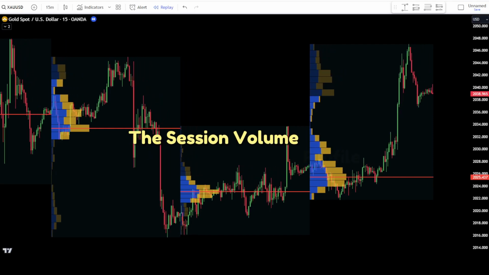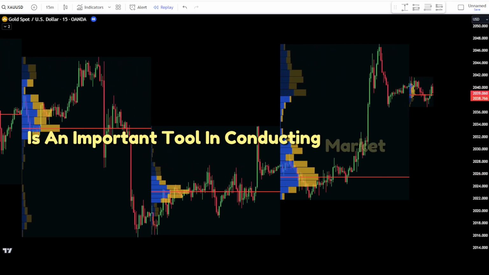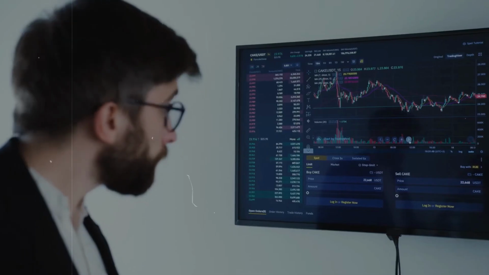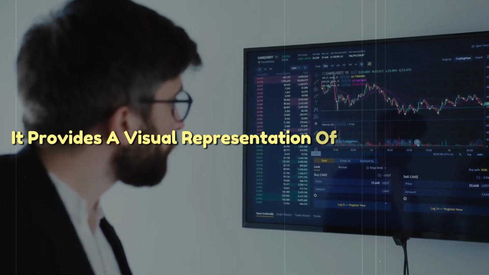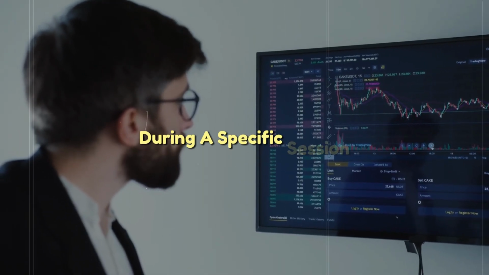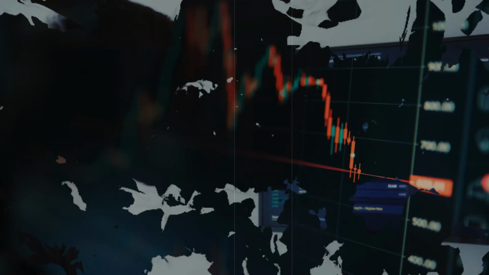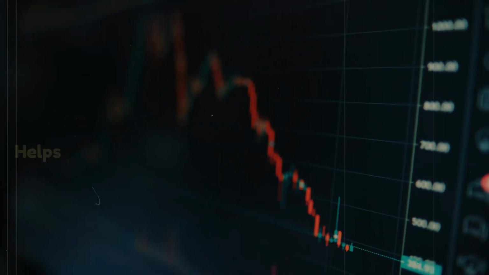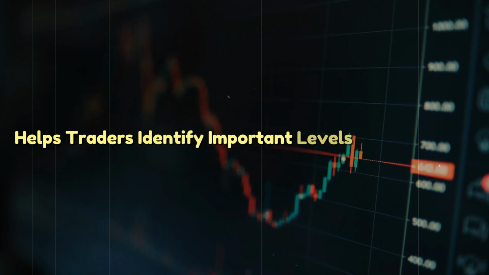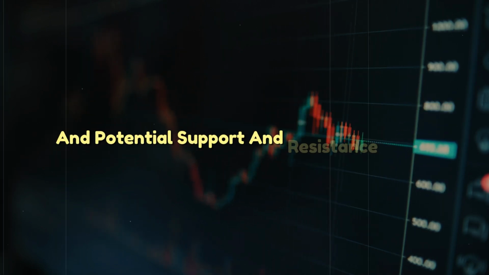The session volume profile is an important tool in conducting market analysis. It provides a visual representation of trading volume during a specific session within a period of time. The session volume profile helps traders identify important levels in the market and potential support and resistance zones.